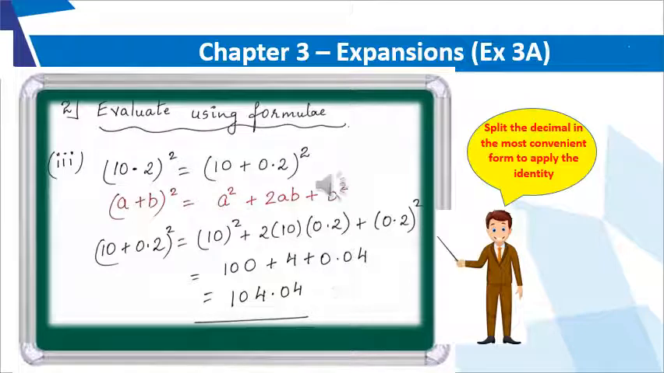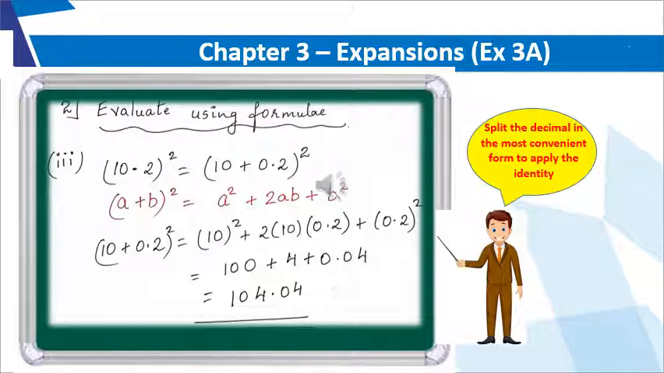Evaluate 10.2 the whole square without actual multiplication using identity. Split the given decimal in the most convenient form to apply the identity. Here 10.2 is split as 10 plus 0.2. So the first term is 10 and the second term is 0.2.